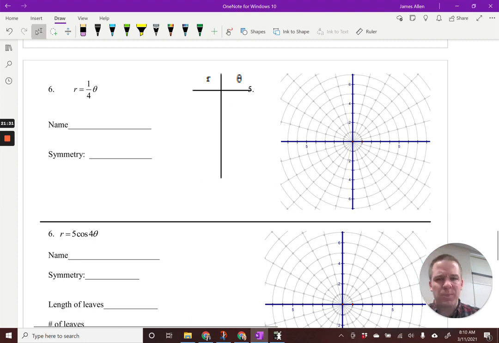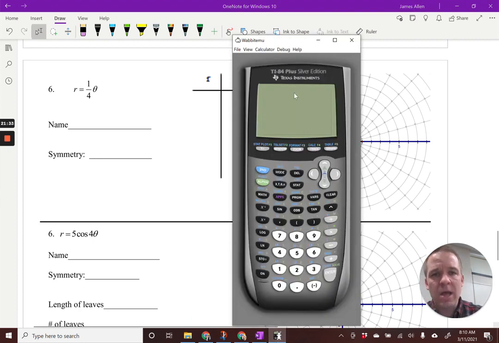All righty, so I said we were just going to touch on spirals. We're going to use our calculator on this one. So let's go ahead and pop it in there. I've got to turn it on. It saves battery and all. All right, so let's get 1/4 or 0.25 theta, and let's see what we got here.